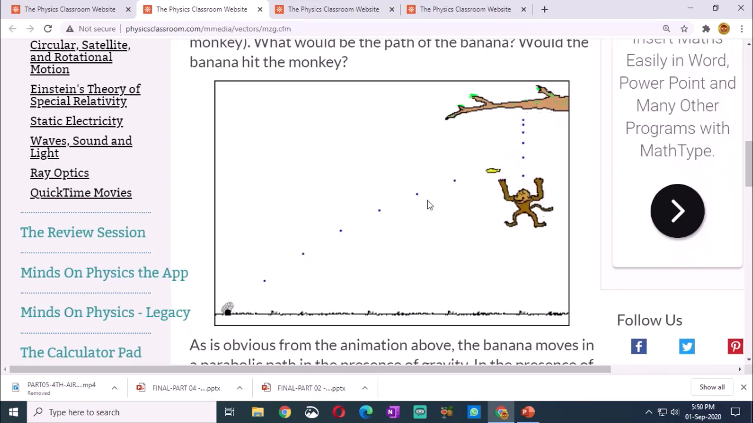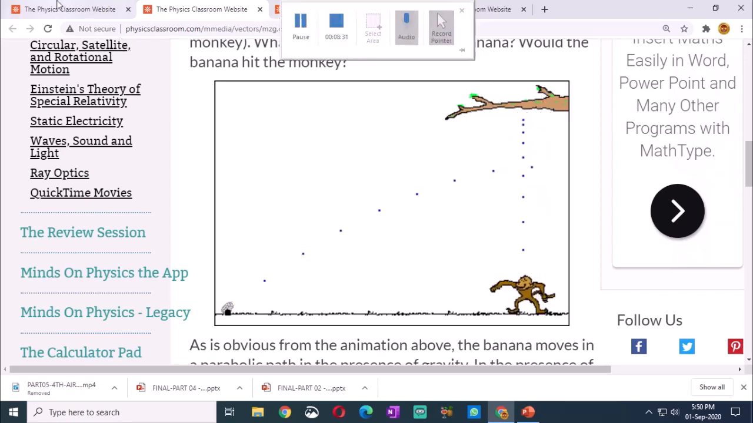Because gravity does not depend on the object. On the monkey and on the banana, it acts in the same manner. As we have aimed above the monkey, it will miss the target. It won't reach the monkey. That is the second case. So we should not aim above the monkey. Why? Because gravity is acting on the banana and on the monkey in the same manner. So we should not aim above the monkey or below the monkey.